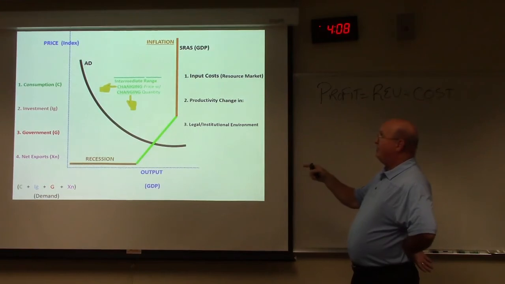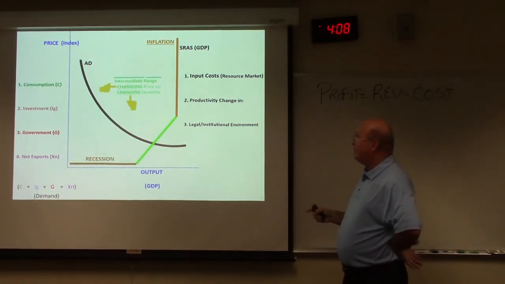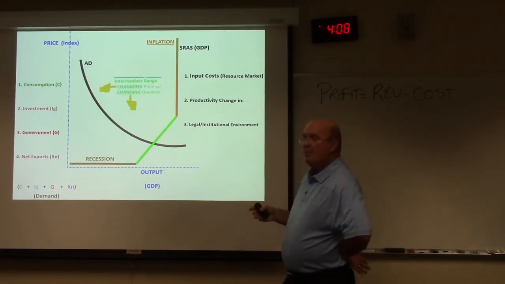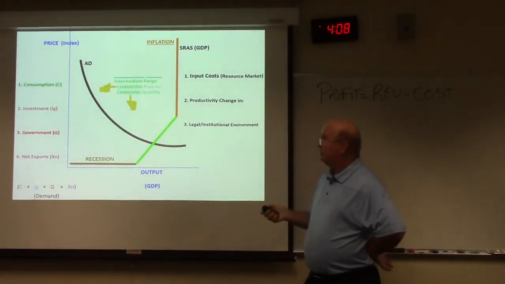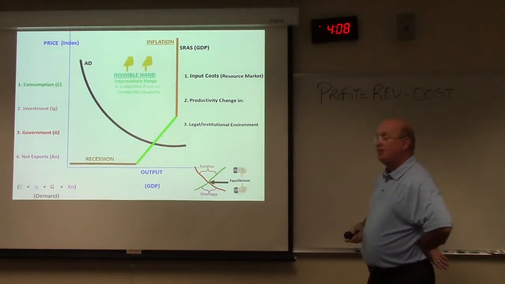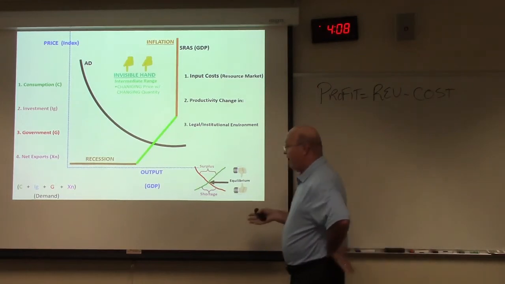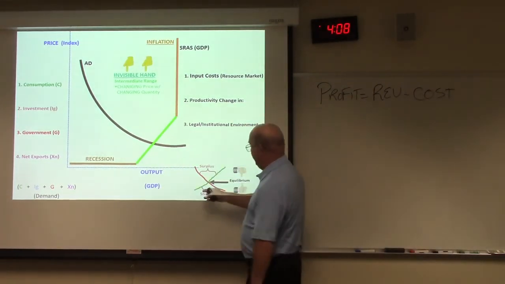The middle part, we call it the intermediate range, changing price with changing quality or quantity. This is where the invisible hand works, right? You can call it by different things. I call it the invisible hand range. You could call it the market range, whatever it is. This is where the invisible hand is working, right here.